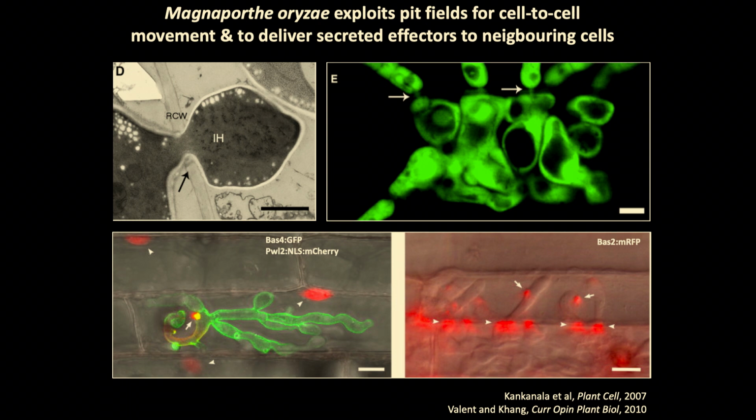We can also see something about the mechanism by which that happens, because there's a group of effectors which localize at those crossing points. This is an effector called BAS2. We don't know its function, but what we do know is it accumulates at crossing points. It accumulates at pit fields and those sites of hyphal constriction. So the fungus is clearly able to manipulate plasmodesmatal immunity, and it's using those sites as its means to traverse from one rice cell to the next.